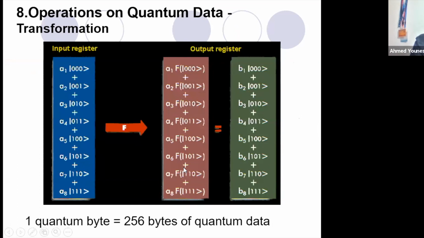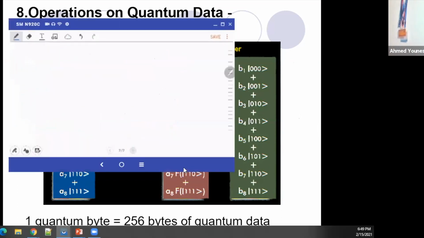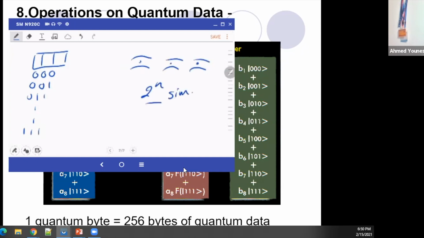What are the benefits? Let me go back again to my whiteboard. If you have 3 classical bits, not qubits, these 3 classical bits can be in only one out of the 2 to the power n states at a time. But if you have 3 qubits, you have the 2 to the power n states simultaneously. You have the whole set of possibilities simultaneously in a superposition.